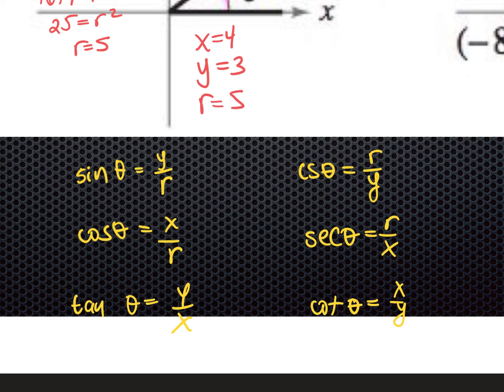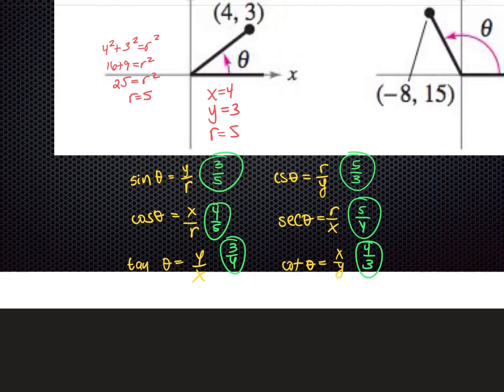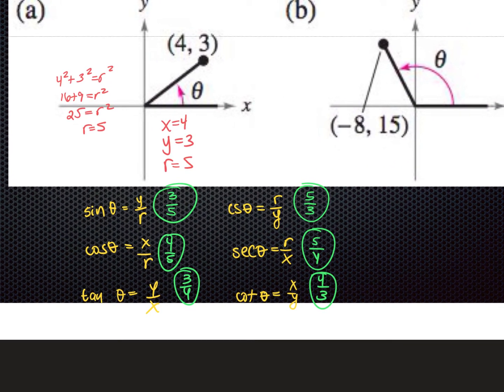Yeah. What's your sine? 3 over 5. So what's my cosecant? 5 over 3. Good. My cosine is 4 over 5. So what is my secant? 5 over 4. Good. My tangent is 3 over 4. So my cotangent is perfect. Questions?